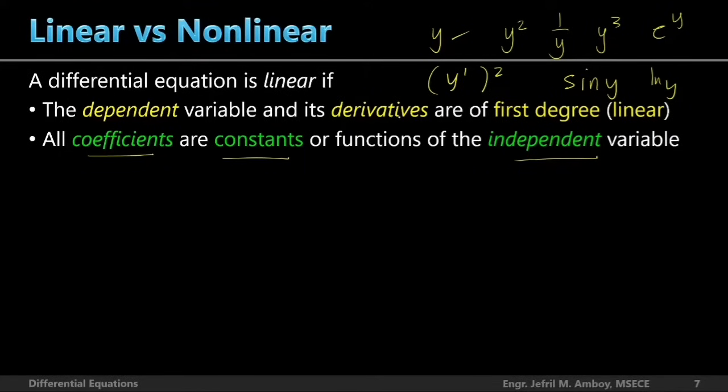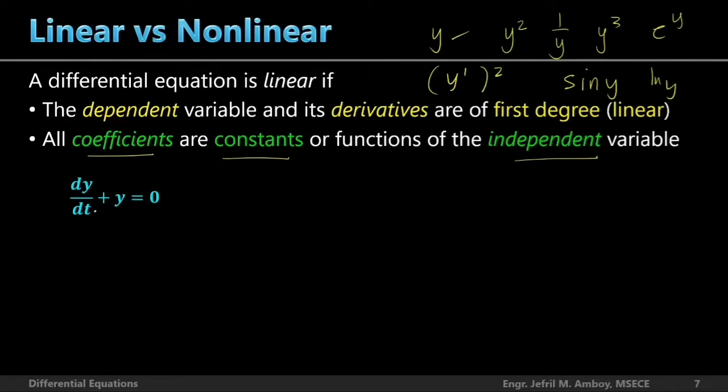Ngayon naman, ang susunod nating titingnan, yung coefficients. Ano yung coefficients? Multiplier ng y prime, multiplier ng y double prime, at saka multiplier ng y. So, yung mga coefficients daw na yan, kinakailangan ay constant. Or kung hindi man sila constant, it should be a function of the independent variable para siya ay maging linear. Okay? So, let us give some examples to clarify.